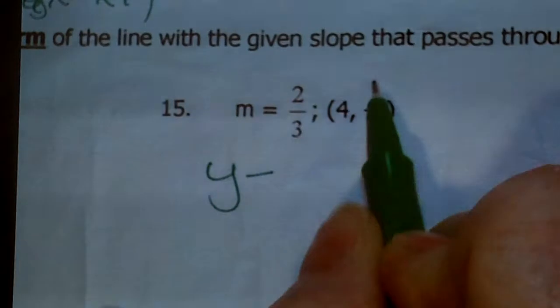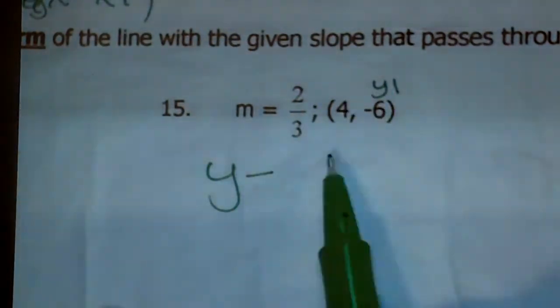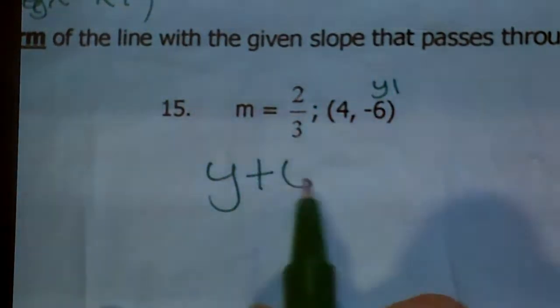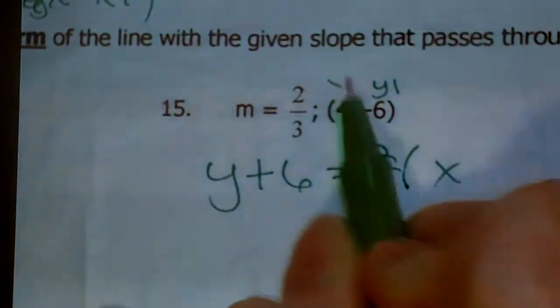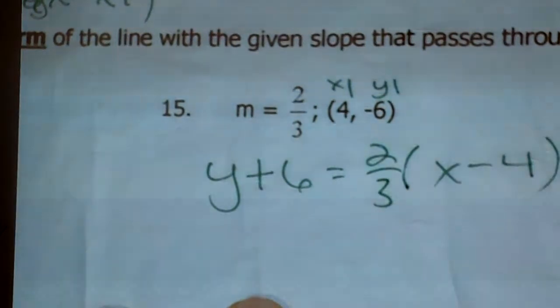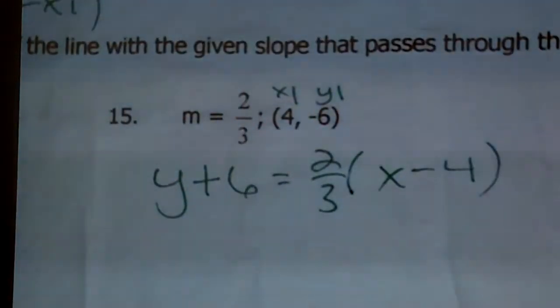Okay, same thing here. Y minus, well, here's my y1. So it's going to be y minus negative 6. So again, this becomes y plus 6 equals the slope times x minus, and here's our x1. So that's the equation that you should have.